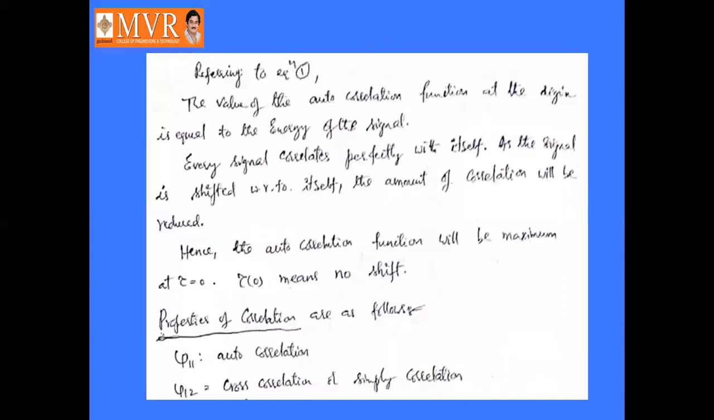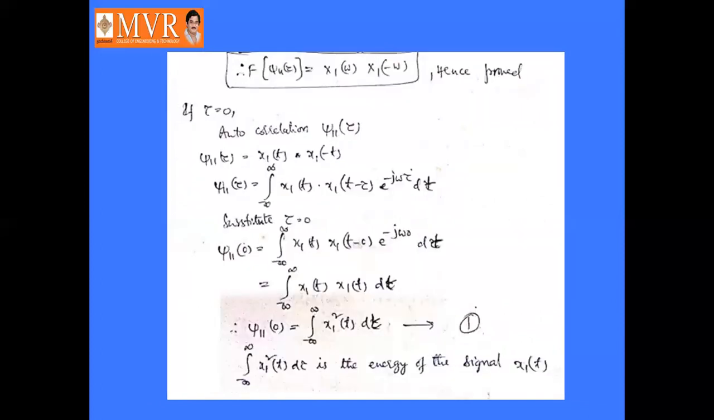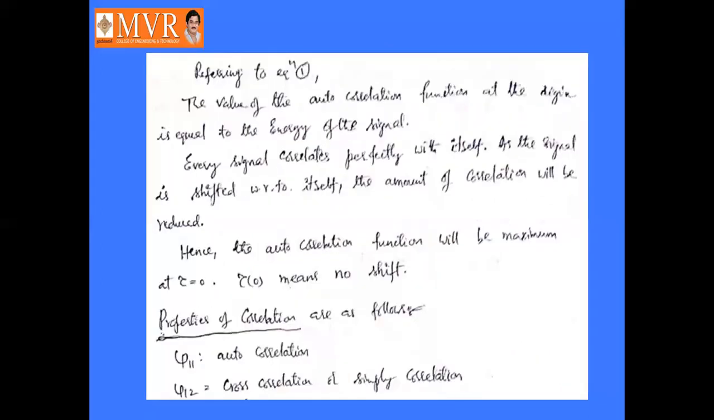Equation number 1: the value of the autocorrelation function at the origin is equal to the energy of the signal, and this is nothing but the energy of the signal. If the signal correlates perfectly with itself, as the signal is shifted with respect to itself, the amount of correlation will be reduced. The autocorrelation function will be maximum at tau equal to 0. Tau of 0 means no shift.